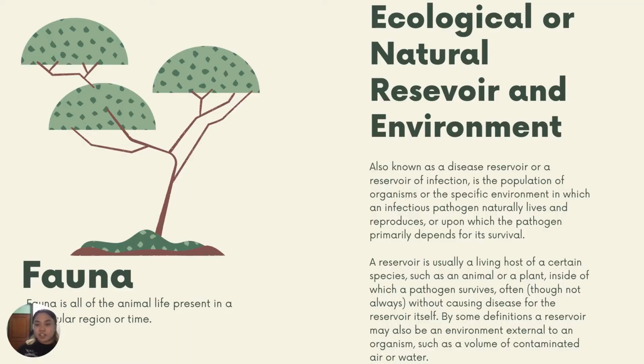So, an ecological or natural reservoir, also known as a disease reservoir or a reservoir of infection, is the population of organisms or the specific environment in which an infectious pathogen naturally lives and reproduces, or upon which the pathogen primarily depends for its survival. A reservoir is usually a living host of a certain species, such as an animal or a plant, inside of which a pathogen survives, often, though not always, without causing disease for the reservoir itself. By some definitions, a reservoir may also be an environment external to an organism, such as the volume of contaminated land or water.